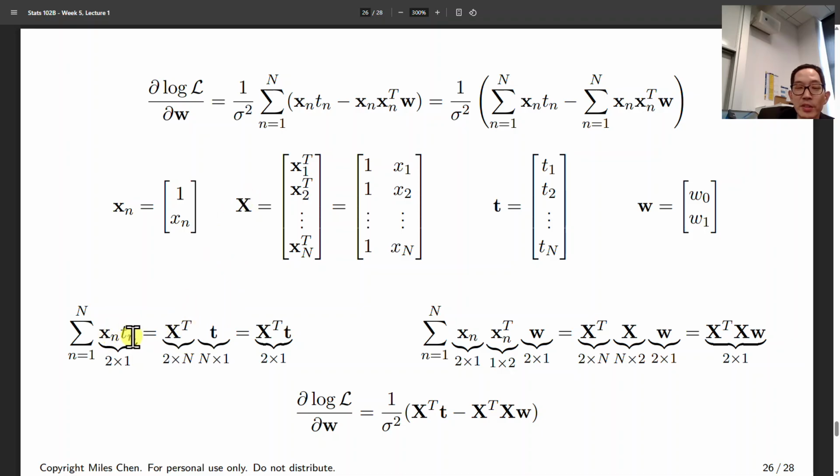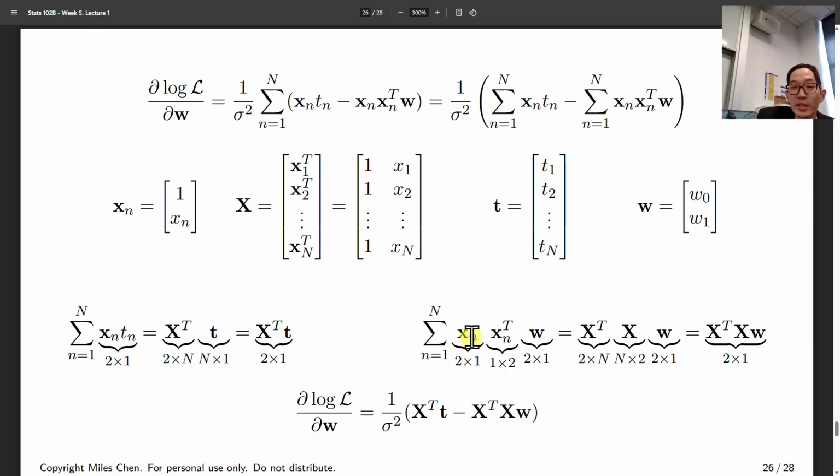Okay, so xn tn, if I say this is a 2 by 1 and we sum it across all n things, you can see this is just the result of taking X transpose times t. So if I do X transpose times t, we're going to get exactly this. And then same thing over here. If I look at xn transpose times w, this is a 1 by 2, and w is a 2 by 1. So this whole result is going to be 2 by 1.